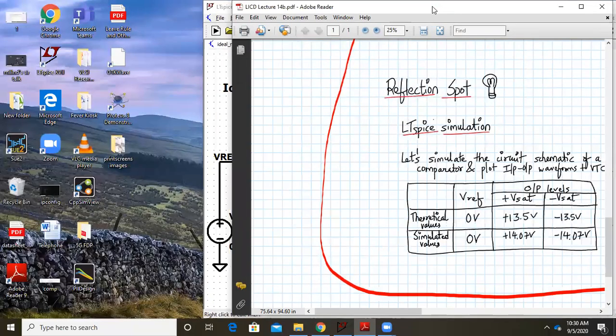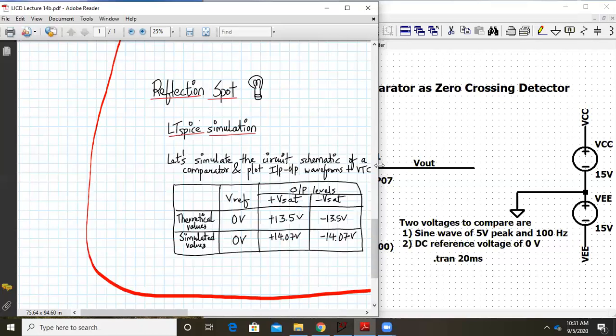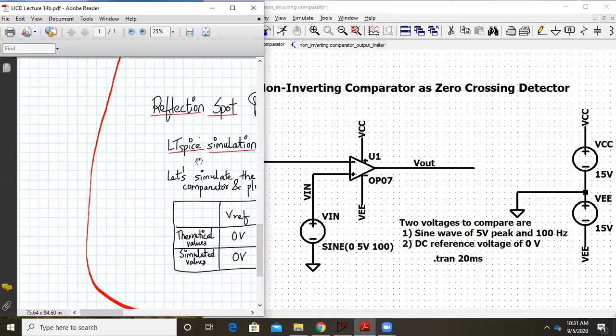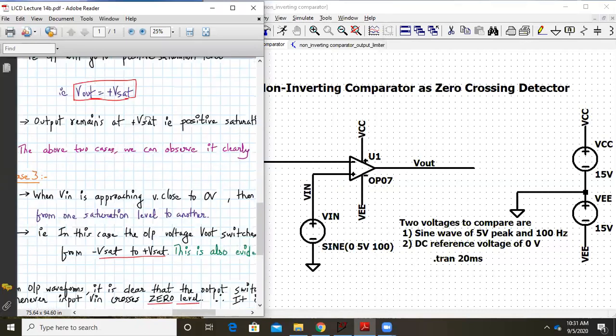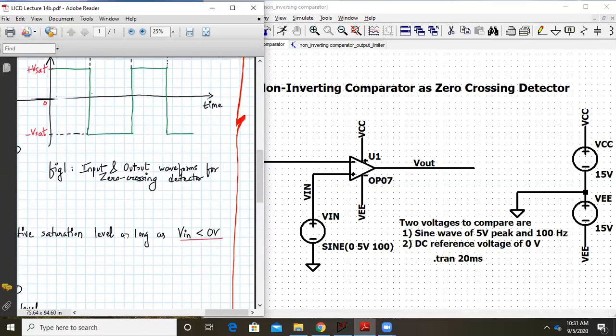So let me just minimize this window. I have already opened up the LTspice window for your reference, so we can immediately start. Okay, let me open up the waveforms over here so that we can compare it.